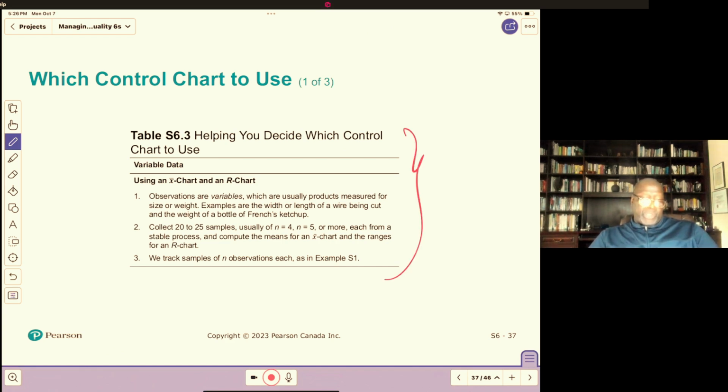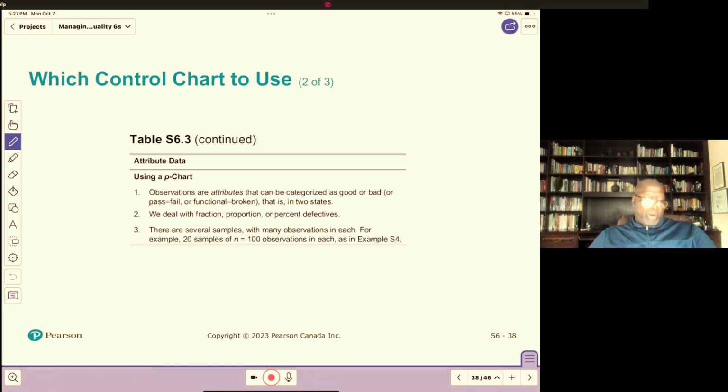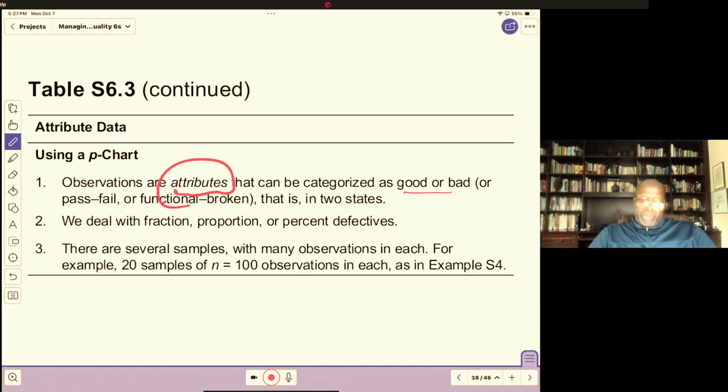All right, so helping you to decide which control chart to use. When we have variables involved, then we do an X bar chart and an R chart, and then we want to collect samples, 20 to 25 of them. The size is usually 4 to 5, and we could calculate the X bar chart and the range chart. With the P chart, the observations are attributes that can be categorized as either good or bad, pass or fail, functional or broken, etc. So it's a binomial variable. That's why we say we can use the binomial distribution, but instead we will use the normal approximation to the binomial.